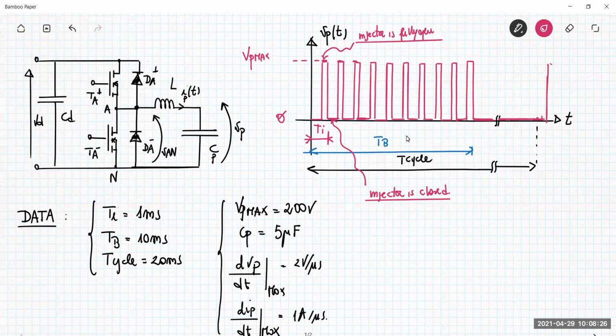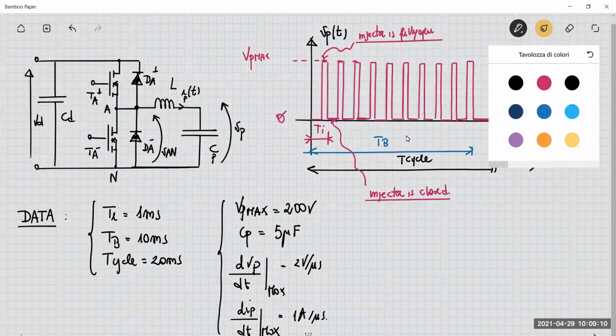Okay, we have 10 of these pulses in a burst cycle, which is called TB, 10 milliseconds. The period for each of these injections is 1 millisecond, TI. I don't know exactly the width of this pulse because it depends on several parameters, like, for example, the temperature of the engine, the speed of rotation, etc. So we have to optimize the injection of the fuel upon several parameters monitored in real time. And all this cycle is about 20 milliseconds.